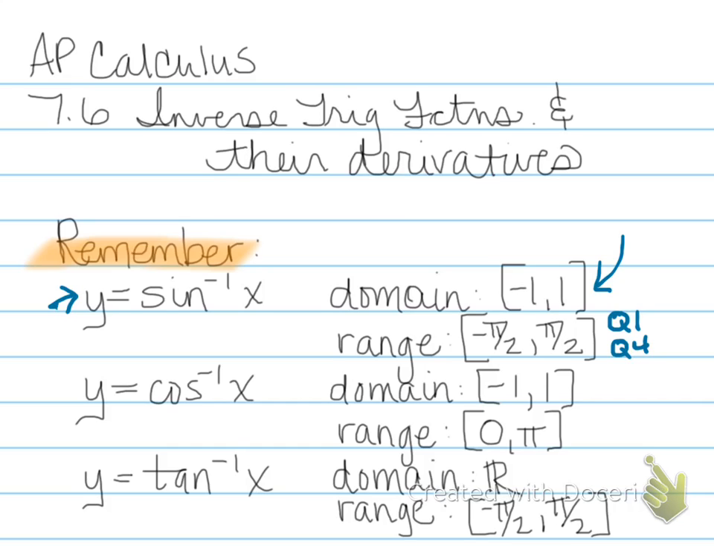Now you need to think about inverse cosine. Its domain is the same as inverse sine, obviously, because sine and cosine values only come between -1 and 1. The range is from 0 to pi. So the y values that come out of inverse cosine are going to be in the first quadrant or the second quadrant. For inverse tangent, the domain is all real numbers, and the range is again quadrant 1 and quadrant 4. It's important also to remember where tangent is 0 and undefined.